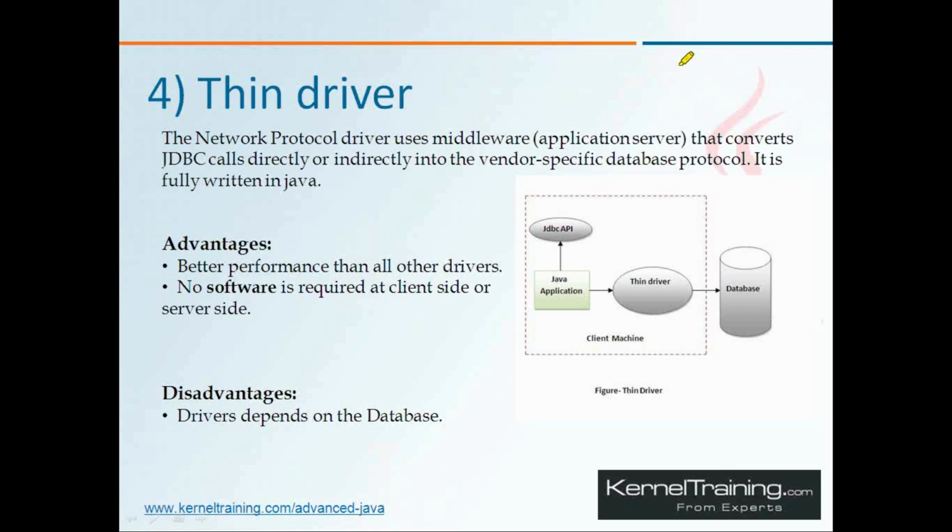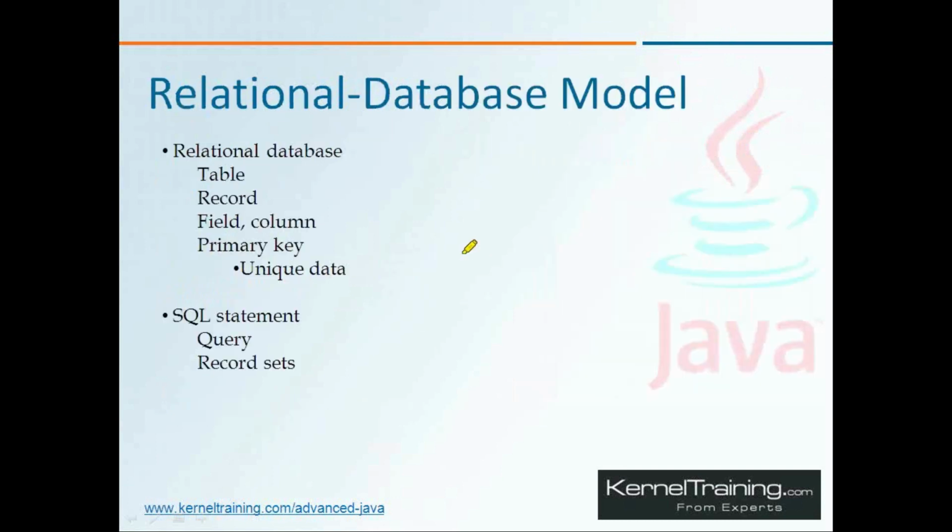By using driver components, we can make a connection to the database. We have four types of drivers. The first type is the JDBC-ODBC bridge driver, then native API partly Java drivers, network protocol drivers, and the thin driver. These are the four types of drivers we have. Using these four types of drivers, we can make a connection to the database. Now, before going further, if people do not have knowledge of connecting to a database, what a database is, and the terminologies used in databases, we would like to cover all these things in our sessions too. If you have any questions, you can type in the chat window.